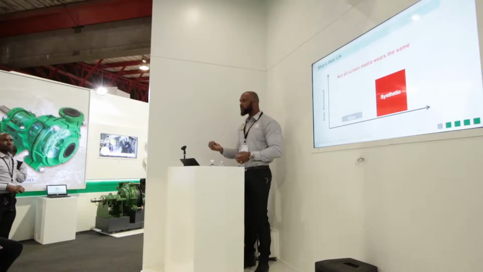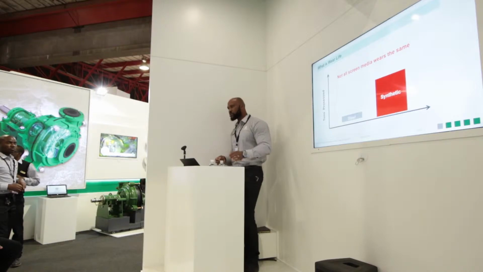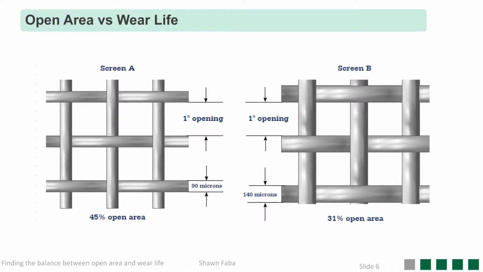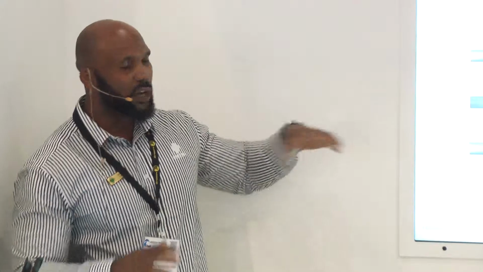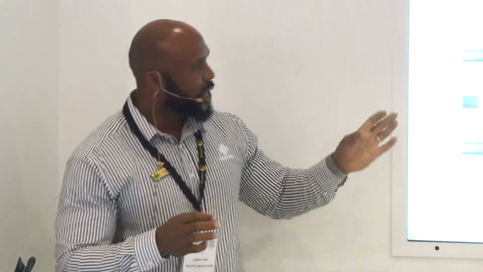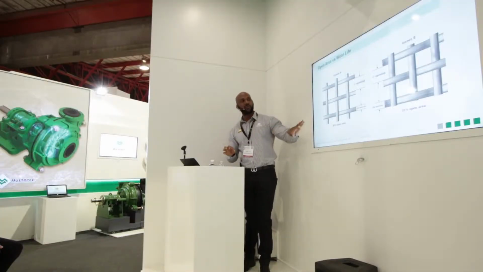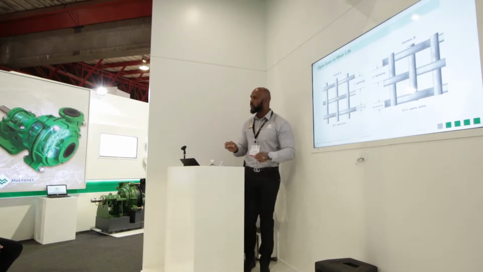This is where we look at the trade-off between the two, because often customers seek a greater open area to increase their throughput. Typically here, ladies and gentlemen, what I have is open area versus real life. The first example is screen A, in the form of a screen panel, and the second example is screen B. They're both identical, but the difference is the thickness, what we call in screening media the perforated thickness. For simplicity, I've made use of woven wire for ease of understanding.